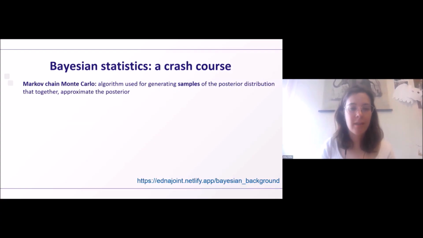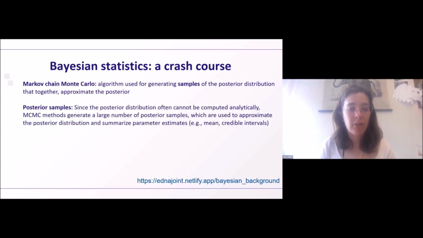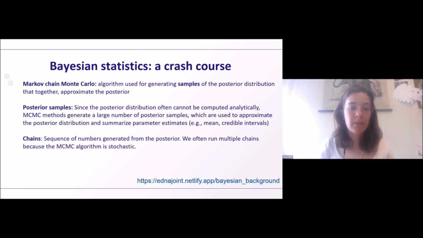Okay, crash course almost done. I just want to give a quick glossary of some of the key terms I'll be using today. MCMC, Markov chain Monte Carlo, is the algorithm that we use to approximate or estimate the posterior distribution. The MCMC algorithm generates samples of the posterior, which is just a long string of numbers that we can use to summarize or characterize the posterior. We often run multiple chains of the MCMC algorithm since this algorithm is stochastic, so we can use these chains to assess if the algorithm converged.